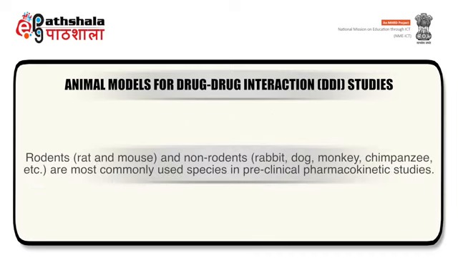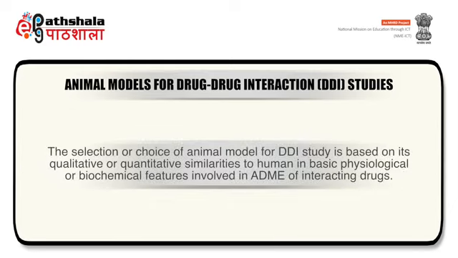Rodents, which include rats and mouse, and non-rodents, which include rabbit, dog, monkey and chimpanzee, are the most commonly used species in preclinical pharmacokinetic studies. The selection of an animal model for a drug-drug interaction study is based on its qualitative or quantitative similarities to humans in basic physiological or biochemical features involved in the ADME of the interacting drugs.